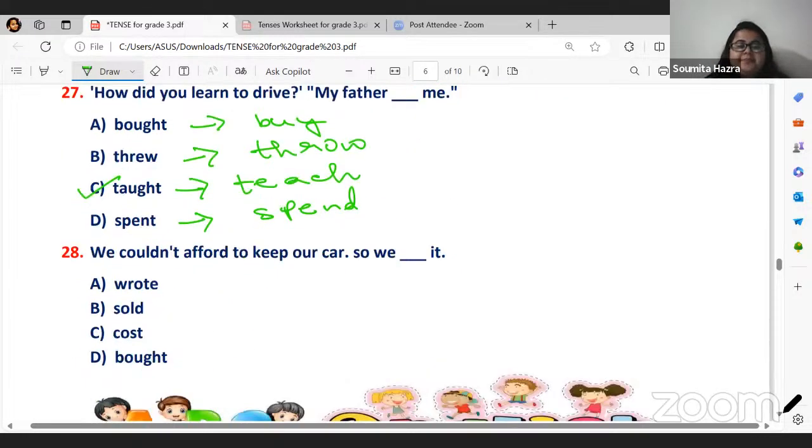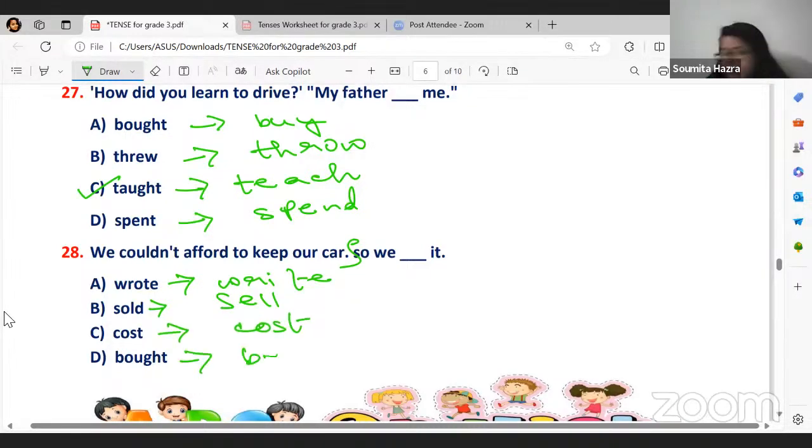Okay, 28. We couldn't afford to keep our car, so we dash it. So S should be capital. Rode comes from ride. These are all irregular verbs. Sold comes from sell. Cost comes from cost. Bought comes from buy. 28.